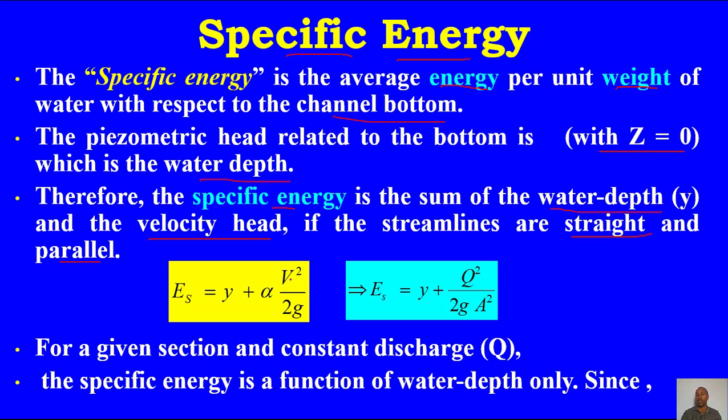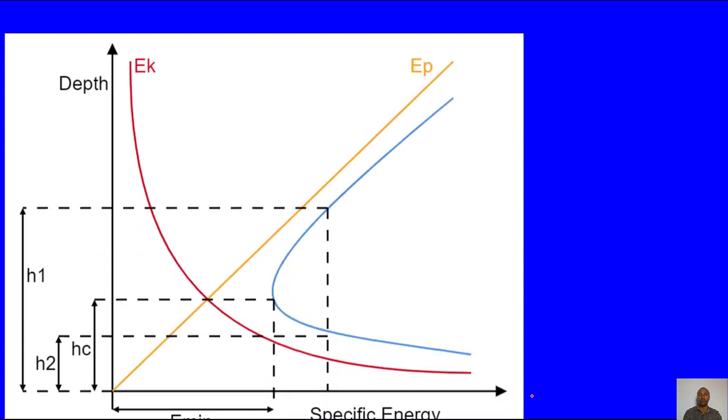So v is q over area. In place of v, you substitute q over area, so q square over 2g a square. This is the general equation for specific energy. For a given section and constant discharge, the specific energy is a function of water depth only.